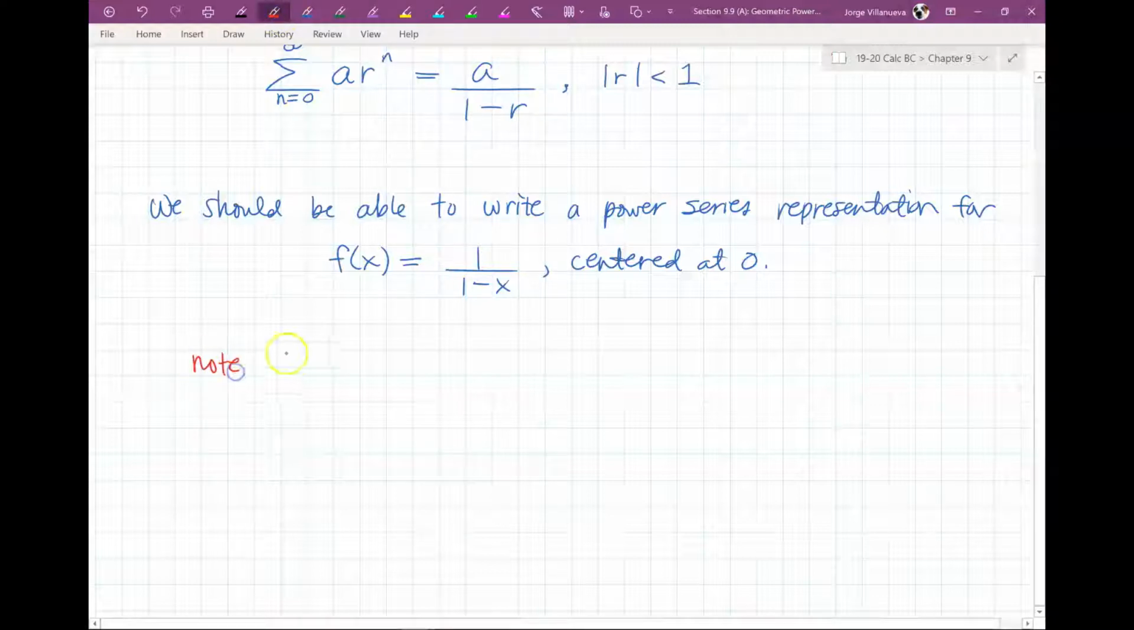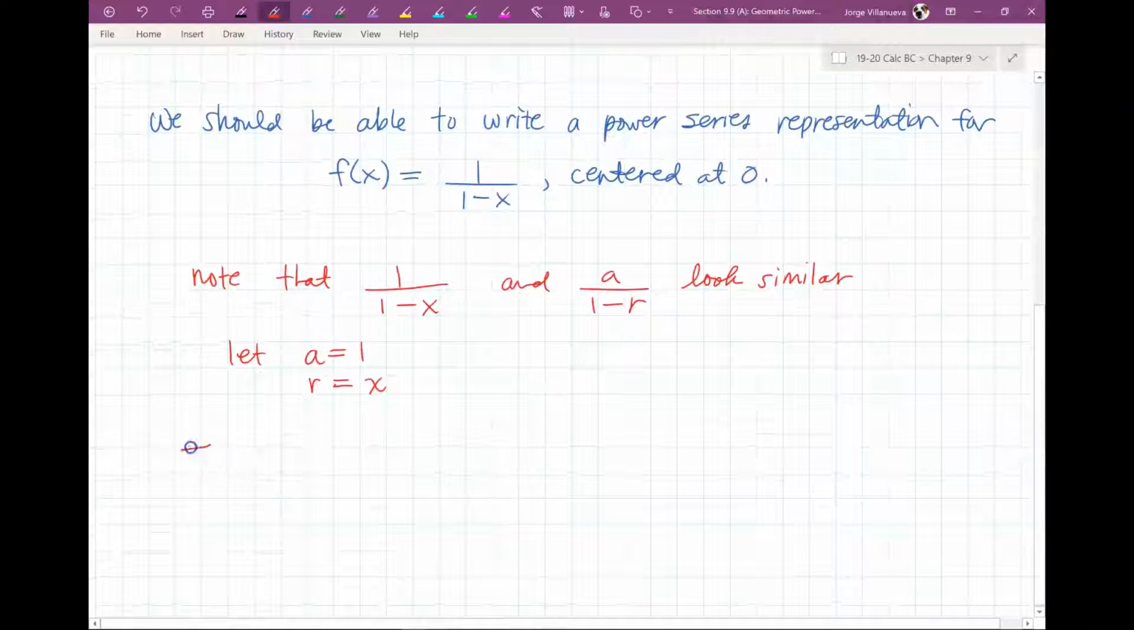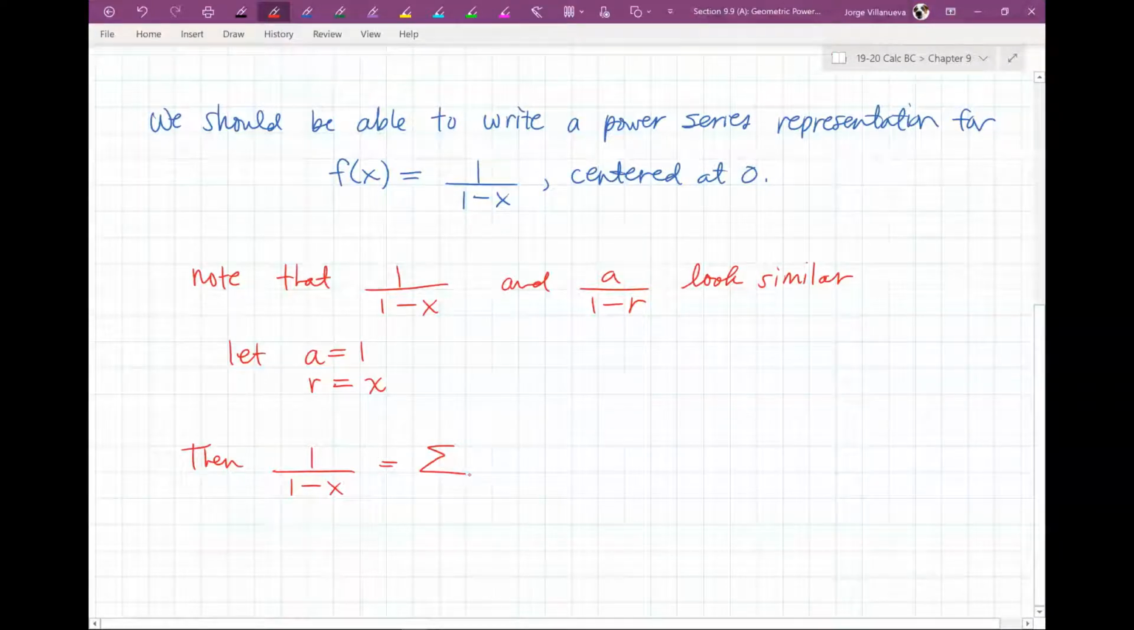So note that 1 over 1 minus x and a over 1 minus r look similar, right? So we're going to let a equal to 1 and r equal to x. Right, so I just see that they're the same. They're written out the same. There's a subtraction on the bottom. They kind of look like the same type of fraction. I'm just going to let some substitution occur and let a equal to 1 and r equal to x. So if I do that, then 1 over 1 minus x can be represented as the following.